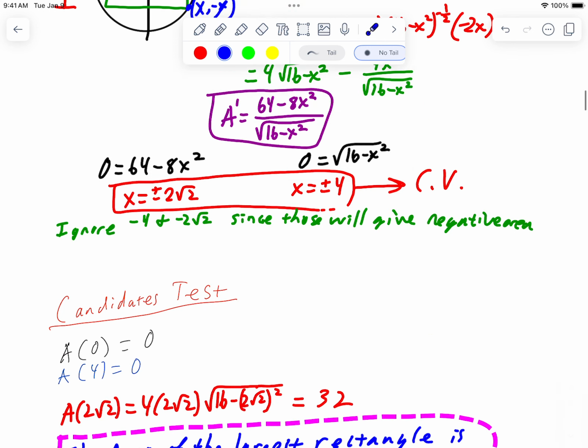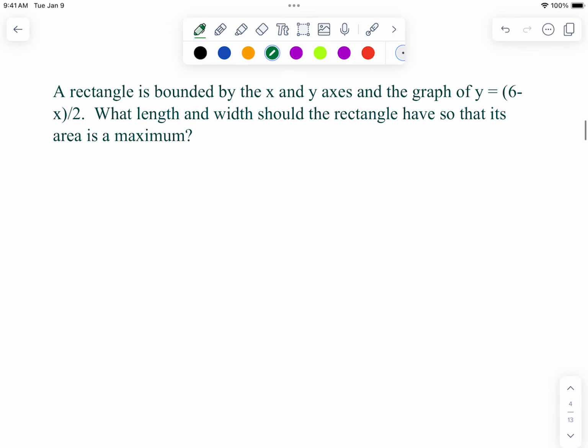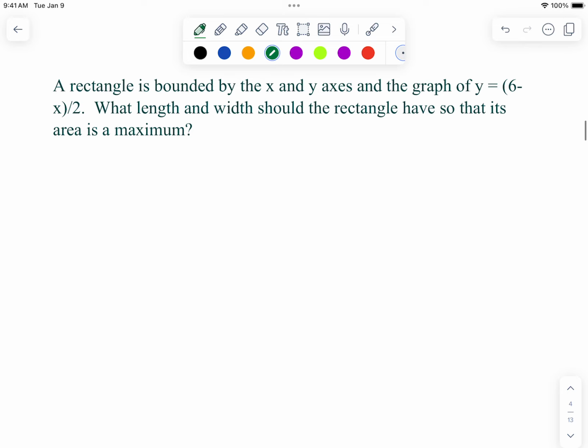That's my area. As always, make sure we're going back and asking ourselves, well, what was the question asking us? So it wanted us to actually find the area, right? So it's not saying what are the dimensions that give us the largest area, it's saying what is that area. So make sure we are answering the question. Good times. Moving on. All right, this is fun.